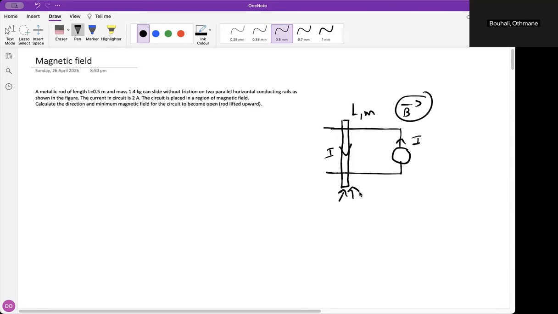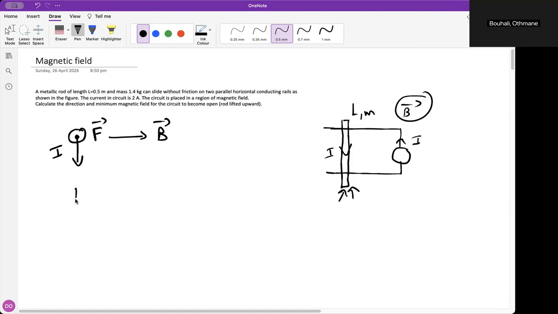The first thing is, for this to happen, the magnetic force must be upward. So we have the electric current, and the magnetic force must be upward, which means the magnetic force must be into the page. Using the right-hand rule or any other method, you can easily see that the magnetic field must be directed to the right.